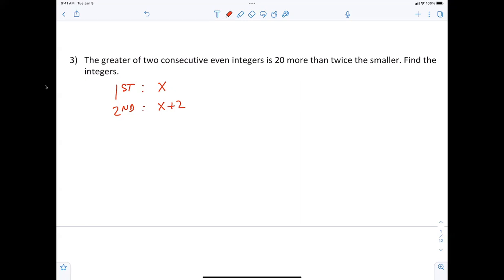Now, which one is greater? The greater of 2 consecutive even integers is, how do I represent 20 more than? Plus 20, 20 more than what? 2x. All right, that felt good, right?